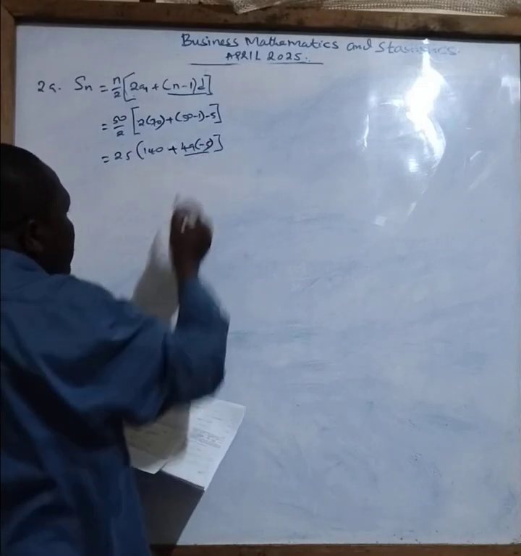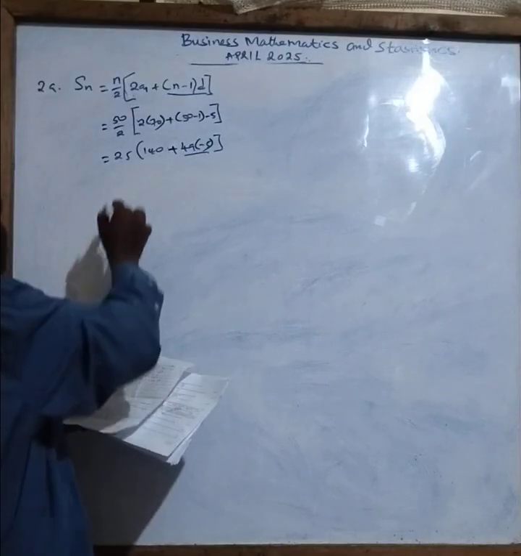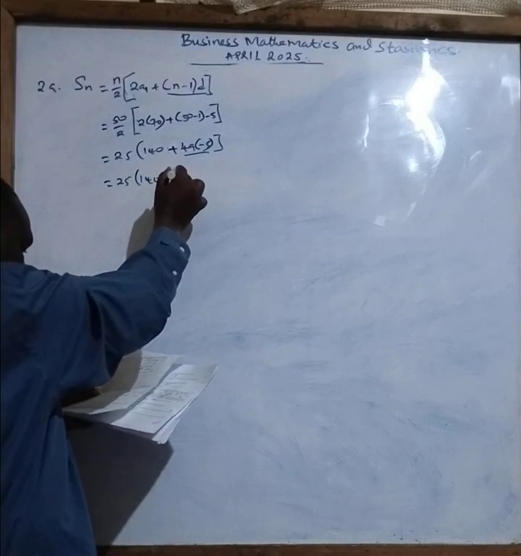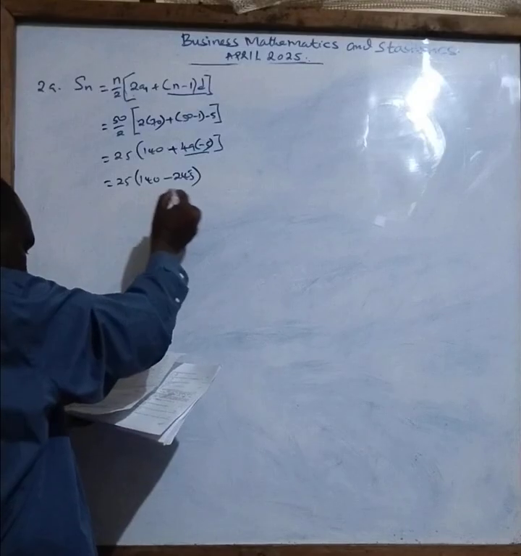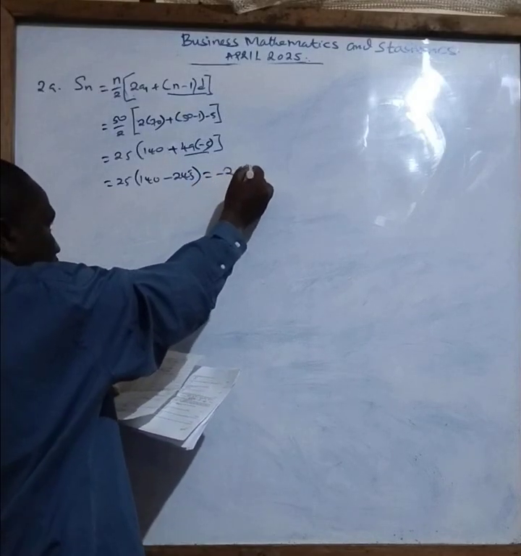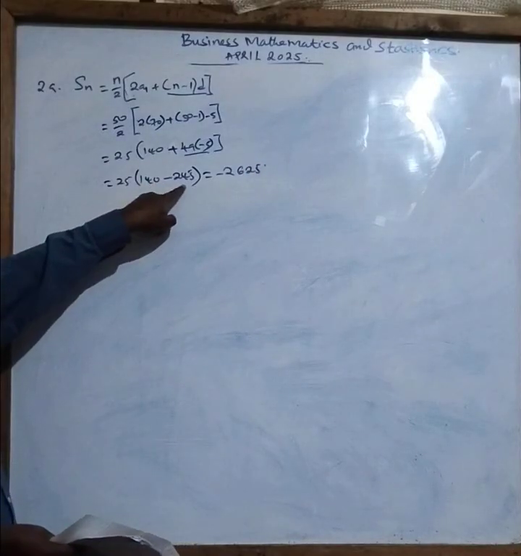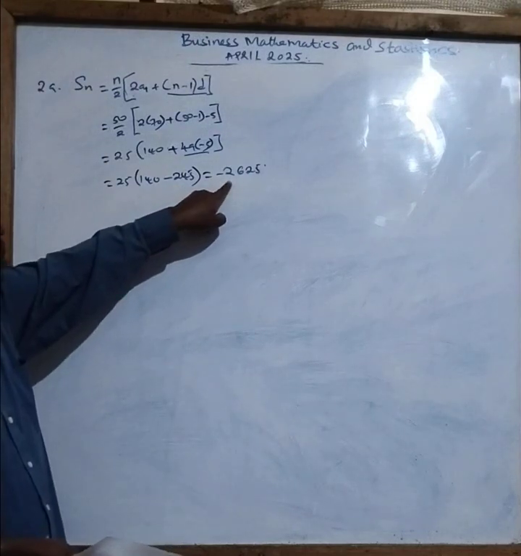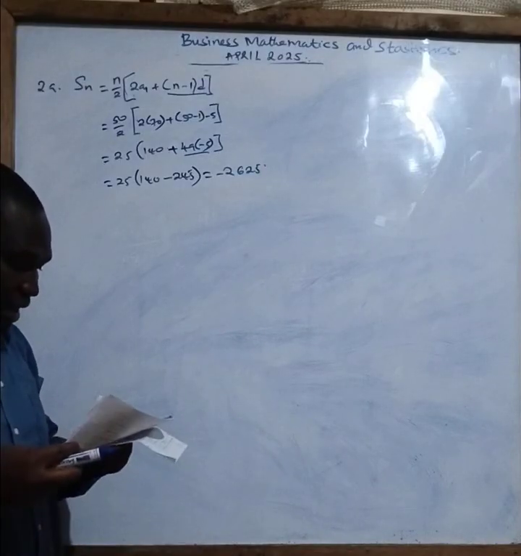So 49 times negative 5 gives you 25 into brackets 140 minus 245. If you work this out correctly, the answer you get is negative 2625. So you take 140 minus 245 times 25, and you get your answer as what? Negative 2625.